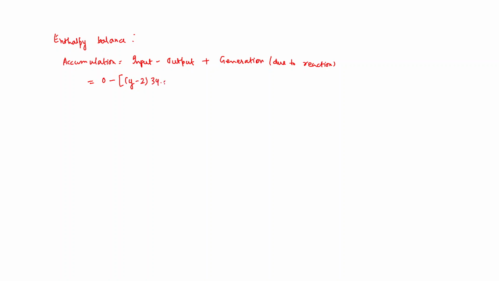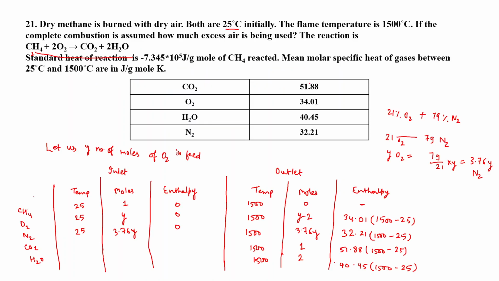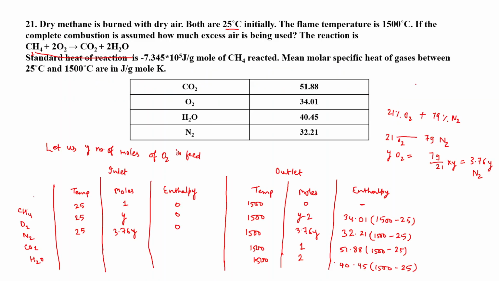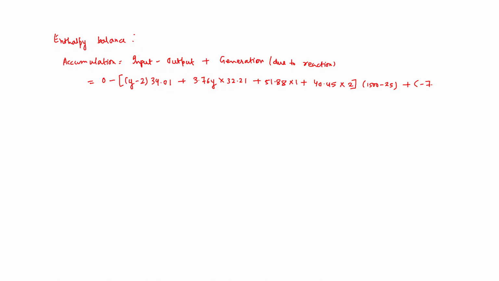The output is M of oxygen into Cp of oxygen, plus moles of nitrogen into Cp of nitrogen, plus M of carbon dioxide, which is 1 mole, into Cp of carbon dioxide, then Cp of steam into M of steam, which is 2 moles, and overall taking the temperature difference. When heat generation is given in the question, it is minus 7.345 into 10 to the power 5.